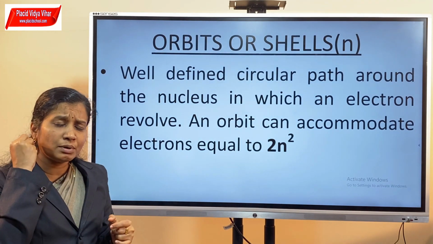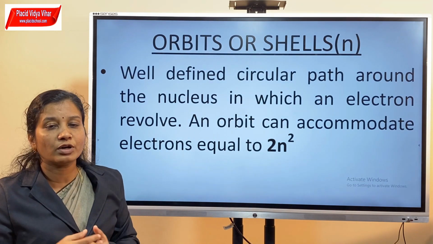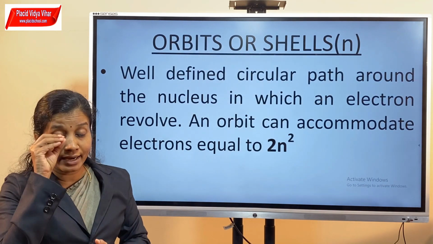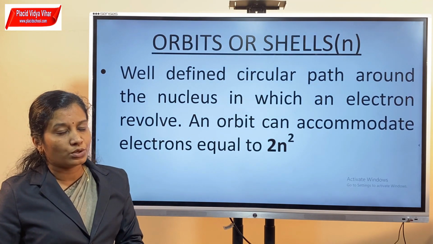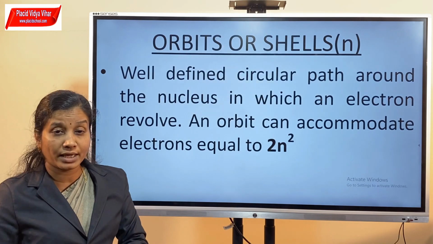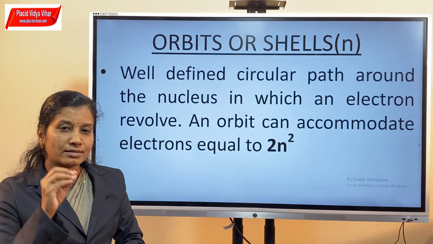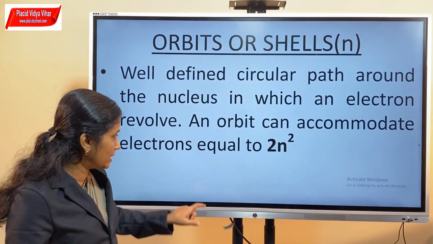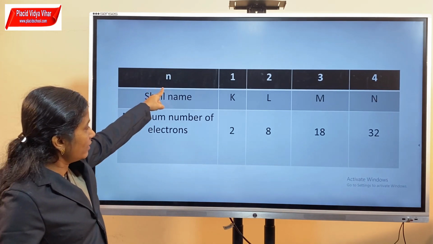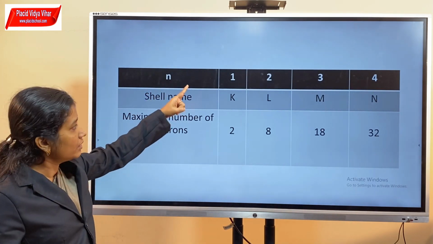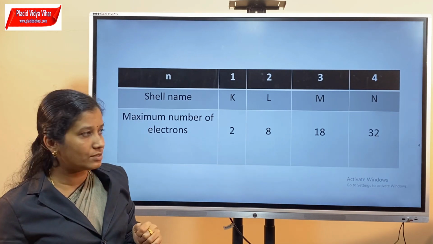And what is the maximum number of electrons present in each orbit? We can find out by using the formula 2n square, where n represents the number of the shell or orbit. So the maximum number of electrons we can find out by using the formula 2n square, where n represents the number of the shell or orbit. So here you can see a table. n means the number of the shell. It can have values 1, 2, 3, 4, etc.